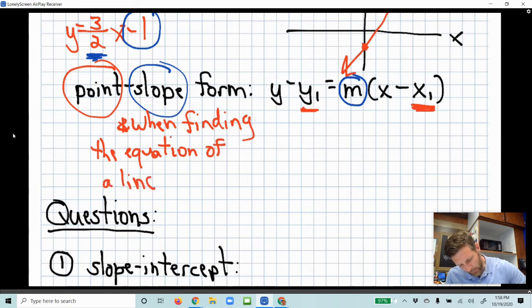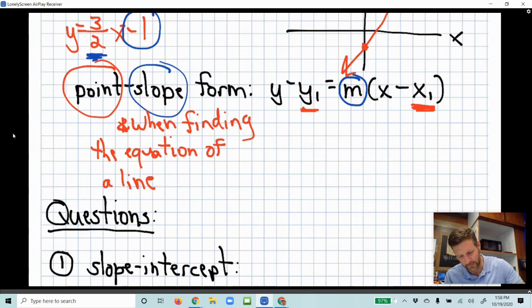So if they don't want you to graph it yet, but they're just asking, well, even what's the equation of a line? You can find it by finding, first of all, a point from the line and then the slope of the line. If you find those two things, you plug them into this bad boy and you're rocking and rolling. Okay, let's just go ahead and do an example.